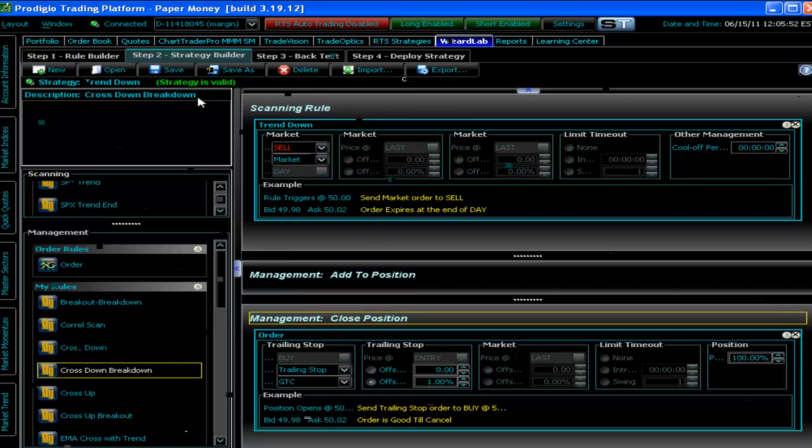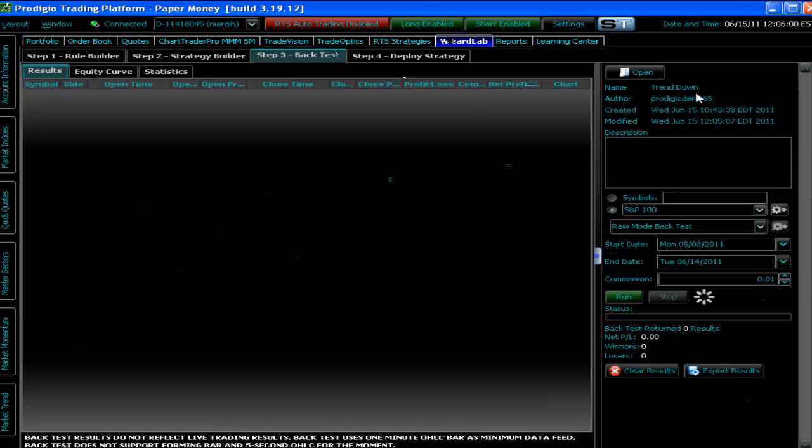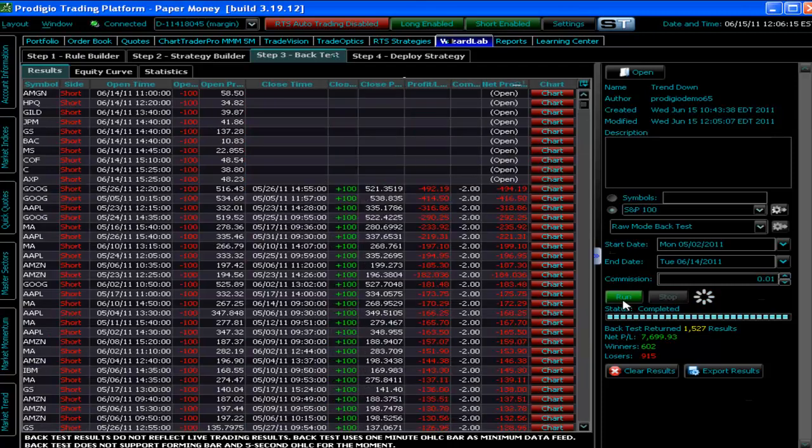Now I'll show you how I have this set up, but we're gonna run this as is, and I'll show you what this is doing. So I'm going to take this strategy, trend down strategy. I'll run it over the past month and a half on the S&P 100, and of course this is our back testing module. When you run the back test, you can select your symbol set that it runs over. You can select your back test parameters, etc., and you can select your back test start and end dates.